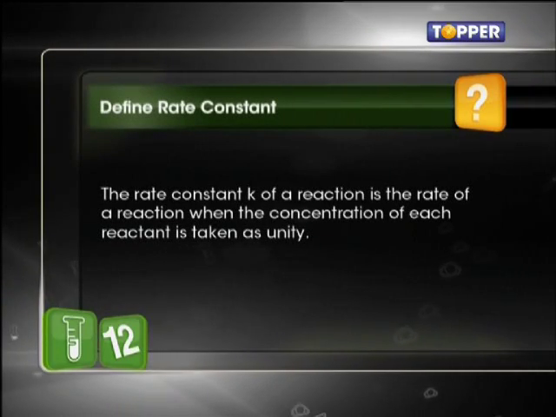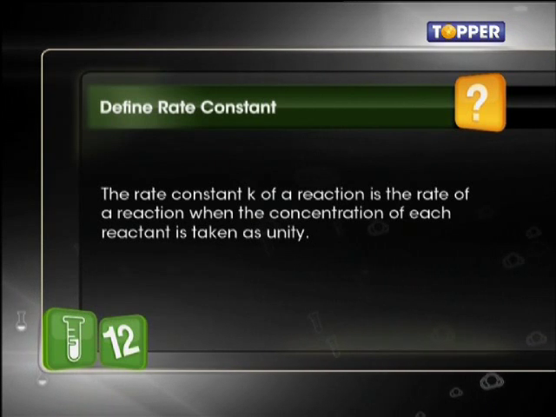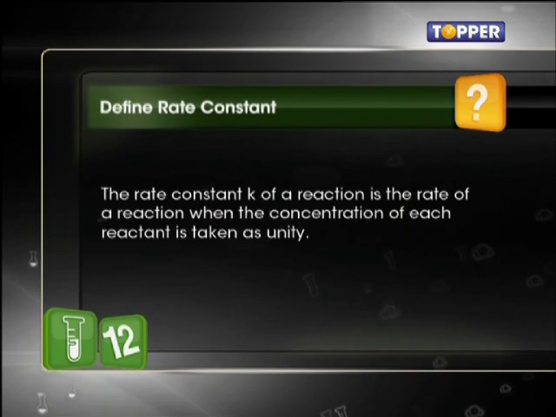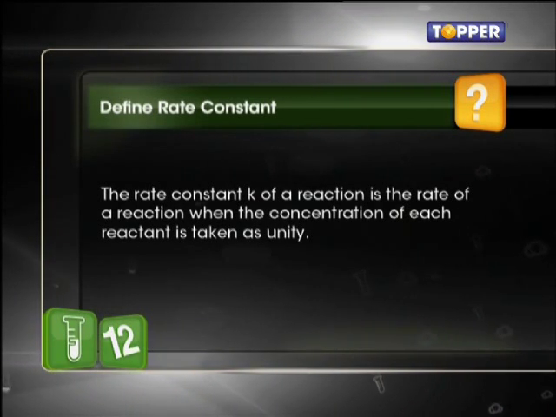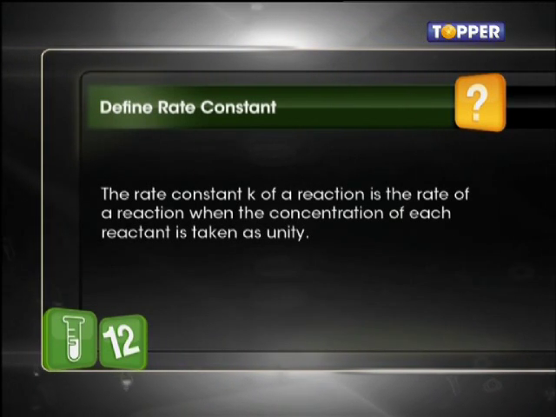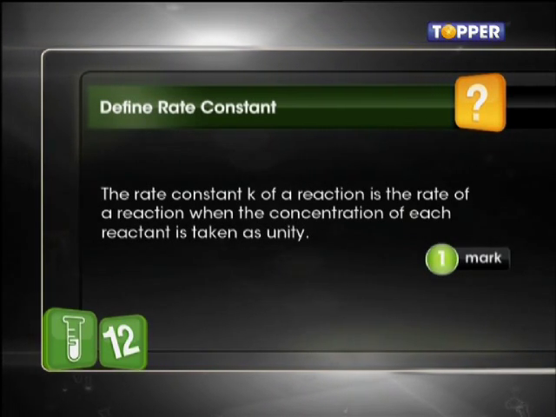To answer this, you have to write that the rate constant K of a reaction is defined as the rate of a reaction when the concentration of each reactant is taken as unity. Defining this gives you 1 mark.